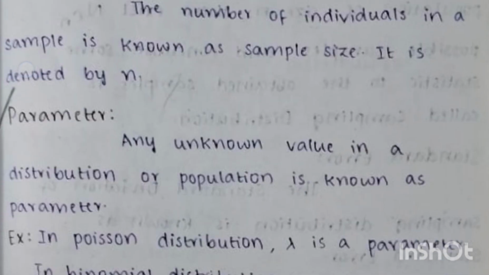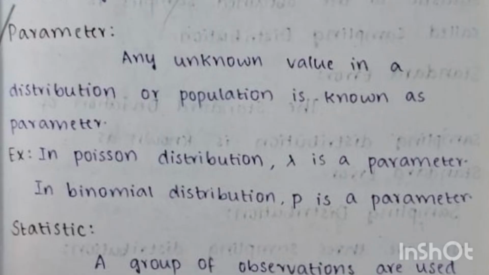A very important definition, that is parameter. Any unknown value in a distribution or a population is known as a parameter. For example, lambda is the parameter in a Poisson distribution, and p comma n are the parameters in a binomial distribution. The sampling distributions we are just discussing here. If you continue with this parameter definition, you can easily understand.